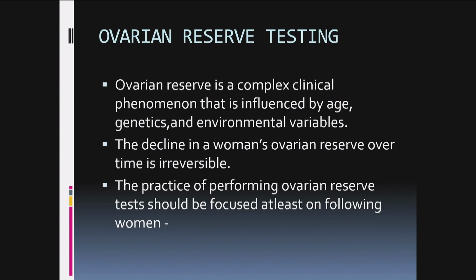So first of all, before we go to the ovulation induction, it is very important to check the ovarian reserve of the patient, which is very important to decide about the dose of what we are going to start and how much dose and how we are going to proceed. And we all know there is a decline in the woman's ovarian reserve. Every woman is born with a certain set of eggs which go on decreasing as the woman ages.